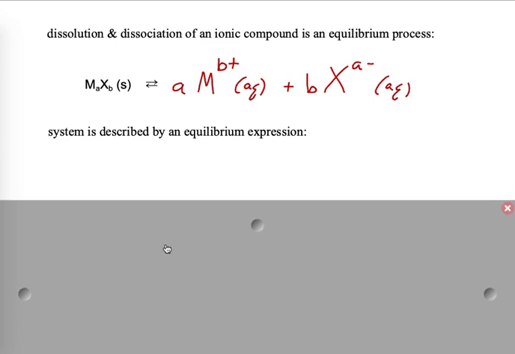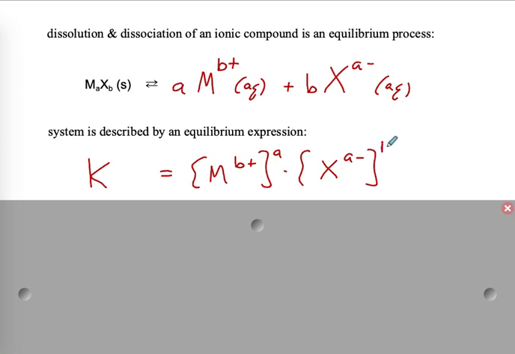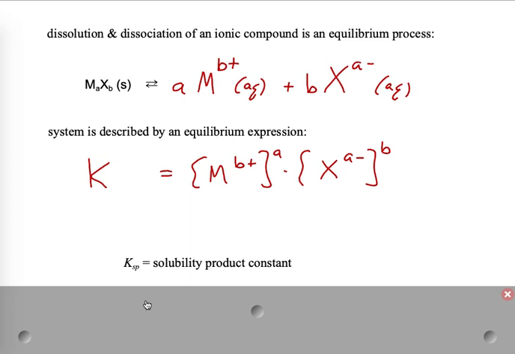Now, I can write an equilibrium expression for this, in which I simply include the concentrations of the products, in this case, the M^b+ cations, raised to the power of its stoichiometric coefficient a, times the concentration of the X^a- anions, raised to the power of its stoichiometric coefficient b, and we call this equilibrium constant Ksp. Sp stands for solubility product. It is a special equilibrium constant that governs the dissolution and dissociation of a slightly soluble ionic compound.